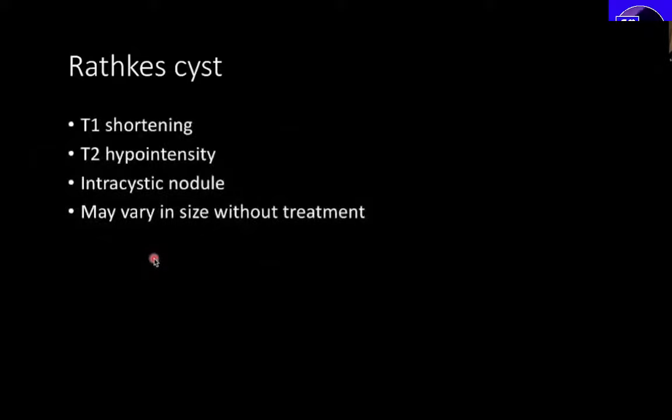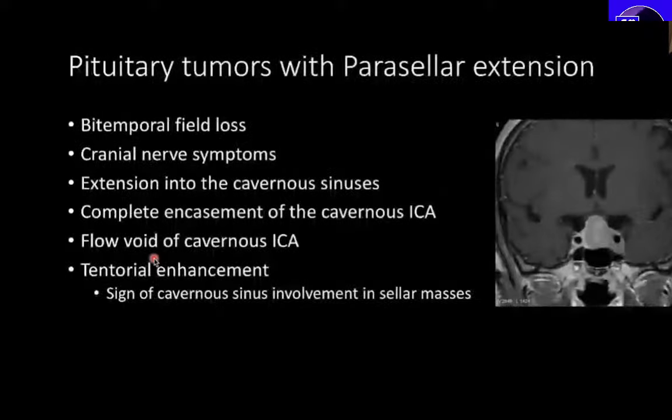Often they can have T2 hypointensity with T1 hyperintensity. On T2 sequence, if the cyst is slightly big, we can see an intracystic nodule. Honestly, I have never noticed this intracystic T2 hypointense nodule. And these Rathke cysts may also vary in size without treatment. So that's the interesting part.